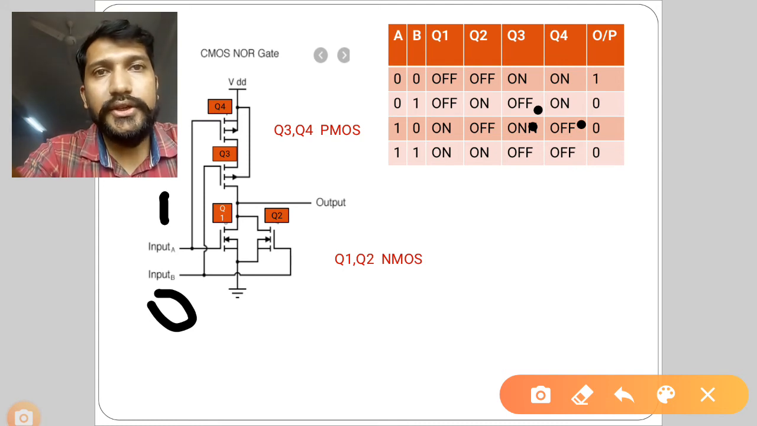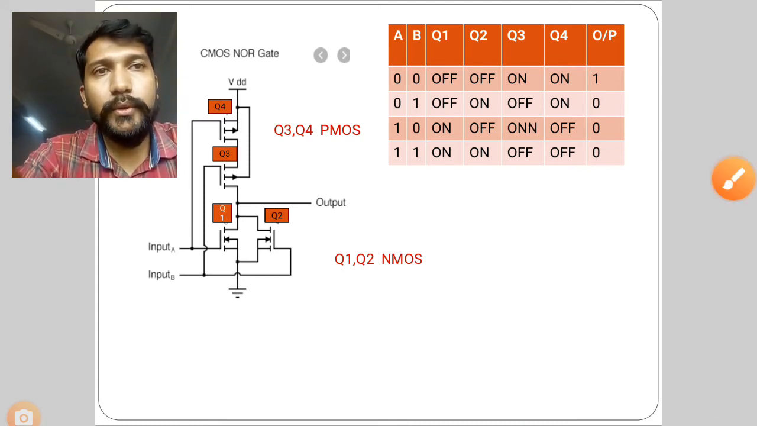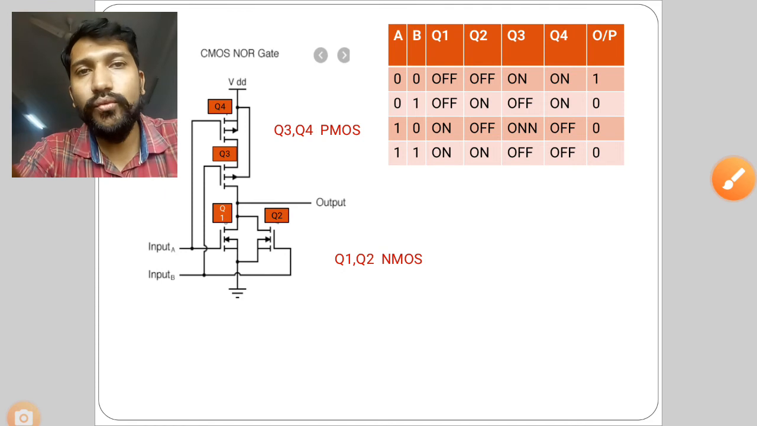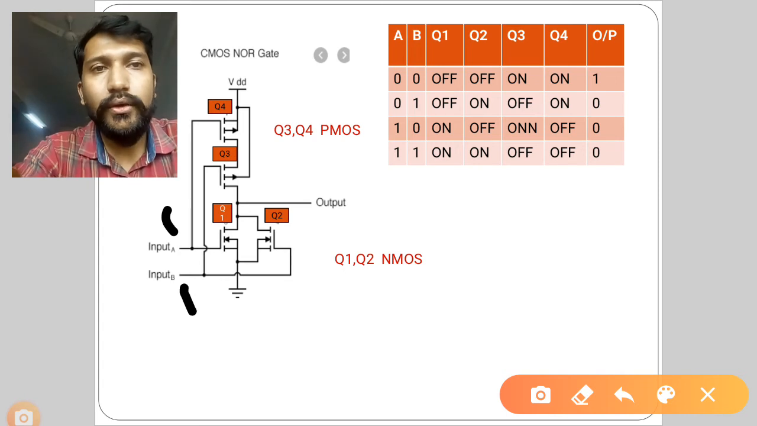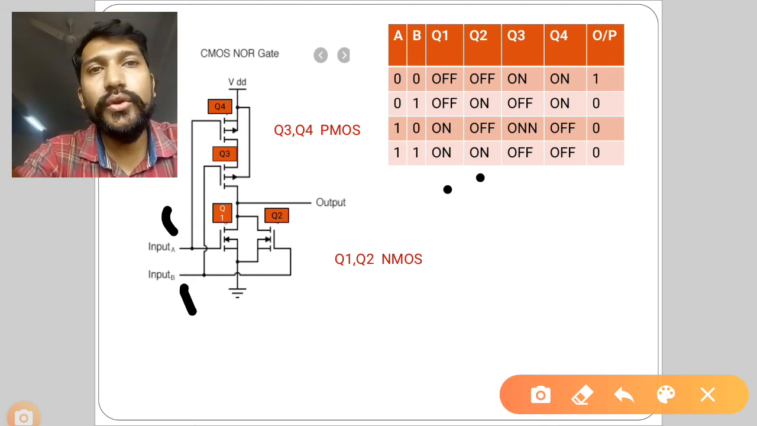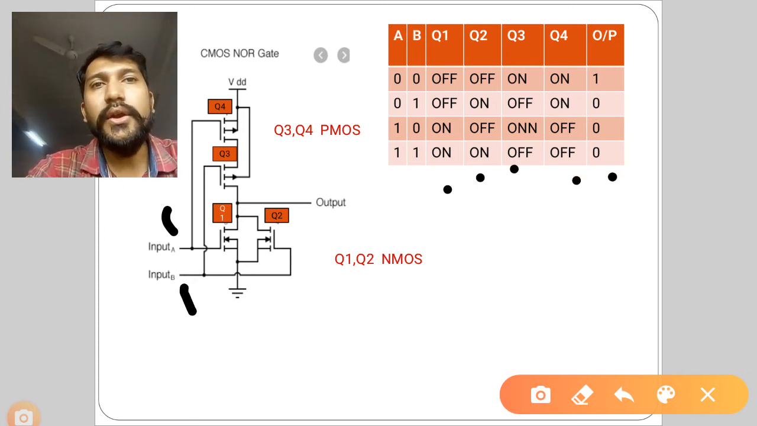So the last condition: both will be 1 and 1. Let us see, 1 and 1. When both are 1 and 1, obviously my Q1 and Q2 are going to become on and on, because they become on when they get input as 1. Obviously 1 and 1 will go to Q3 and Q4. Both will become off, and my output will be low. So these are the conditions under which your CMOS NOR gate is going to work.